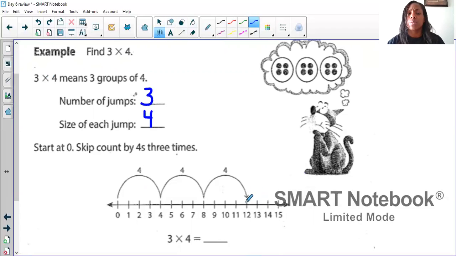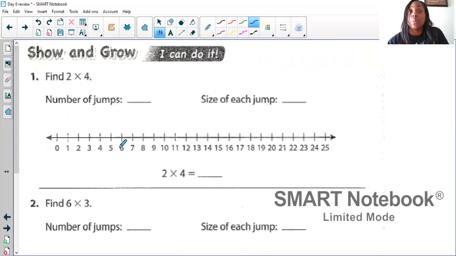So what does 3 times 4 equal? Where did it end? Ended right here at the 12. That's correct. All right. So now we're going to show and grow. Let's see what you can do. So find 2 times 4.